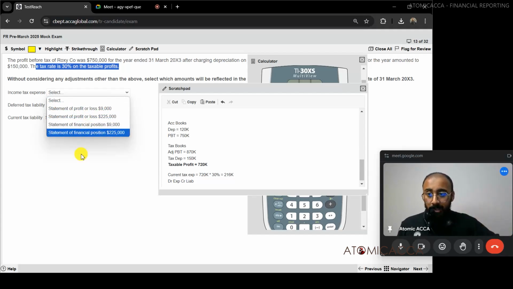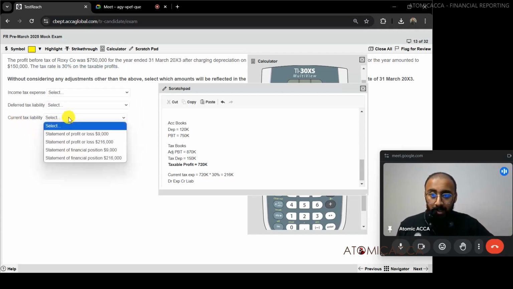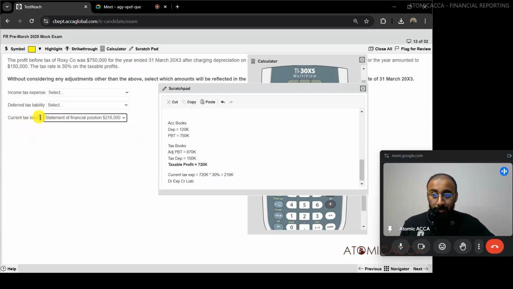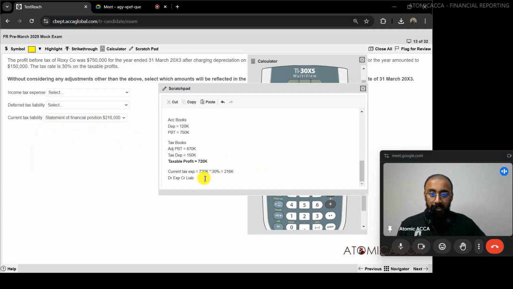We have to add deferred tax also, so let's keep that on hold. Current tax liability is how much? 216,000 that we have. Not SOPL 216. SOFP 216,000, because the liability figure is in SOFP. So to confuse us, they have given SOPL also 216. So don't fall for this. So SOFP 216. How about the deferred tax part?